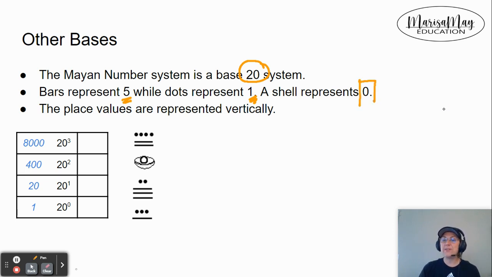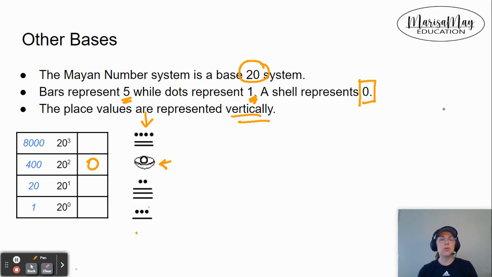The shell represents 0. They were the first ones to use the concept of 0. So this shell you see right here means that we have 0 in that place value. The other thing that's unique about the Mayans is they represented their place values vertically, so you notice the place values start at the bottom and go up, whereas ours start on the right and go left in base 10. So let's see if we can decipher this number in the Mayan number system.